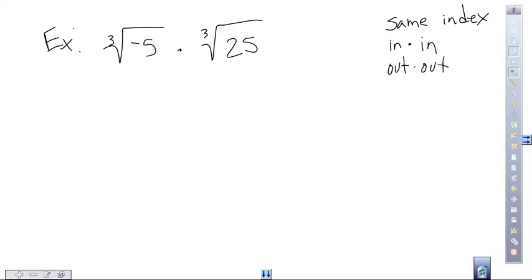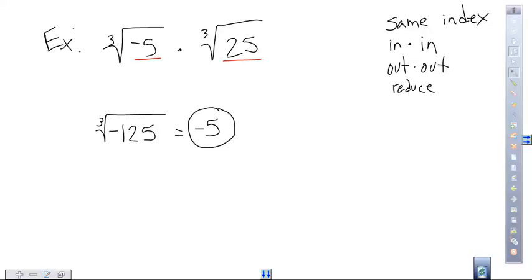Good thing, there's no coefficients in front. Remember, these 3's are the index. So it's still going to turn out to be a cube root. I just need to take and multiply my inside numbers times each other. So -5 times 25 is going to be -125. And so we do in times in, out times out, and then we want to make sure that we reduce. So I ask myself, is there a perfect cube that divides -125? Well, hey, -125 is a perfect cube. The cube root of -125 is just -5. Don't forget, when you take the cube root of something and it is actually a perfect cube, then the radical goes away. So this one would actually turn out to be -5.